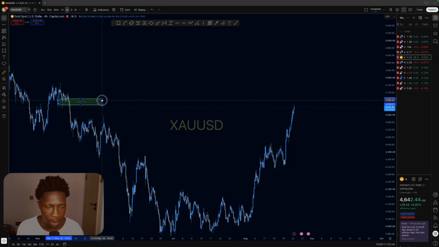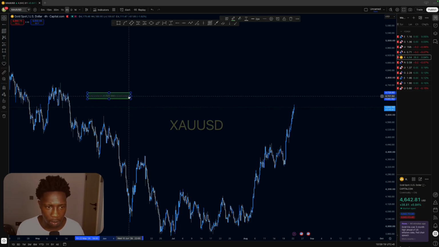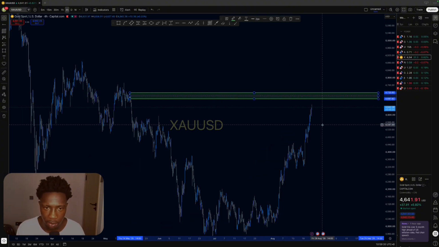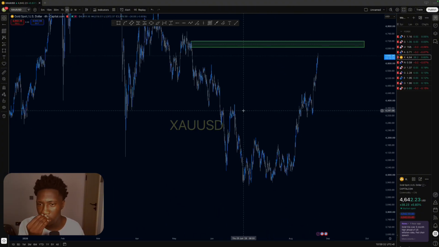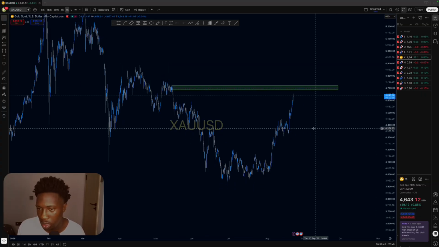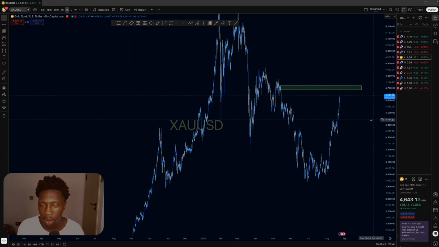What is happening to my mouse? I can't even draw my drawings peacefully. So right now, yes, this is the area that I was thinking that the market was going to hit before reversing to the downside, or anything that it will do.